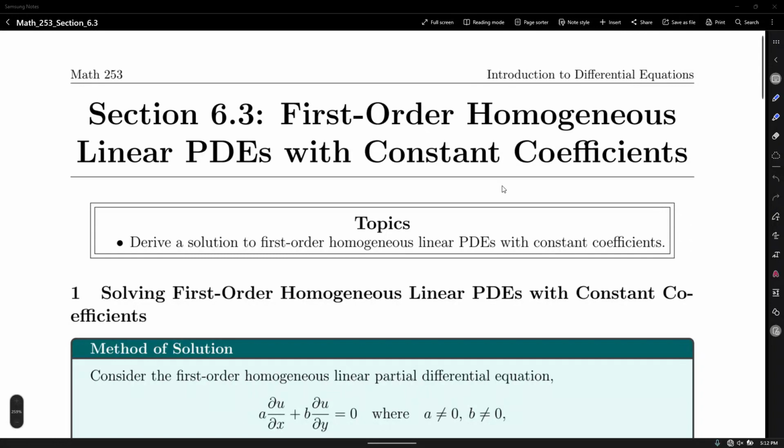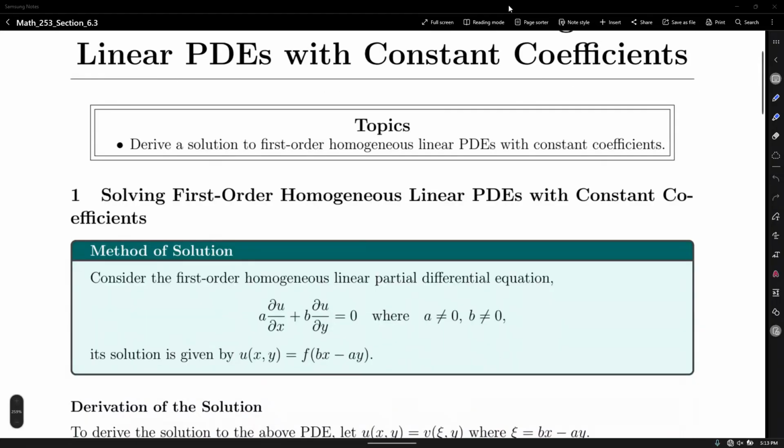Solve some first order homogeneous linear PDEs with constant coefficients. Okay, so guys, consider the differential equation a partial of u with respect to x plus b partial of u with respect to y equals 0, where of course a is not equal to 0 and also b cannot be equal to 0. Otherwise, well, no equation, right?